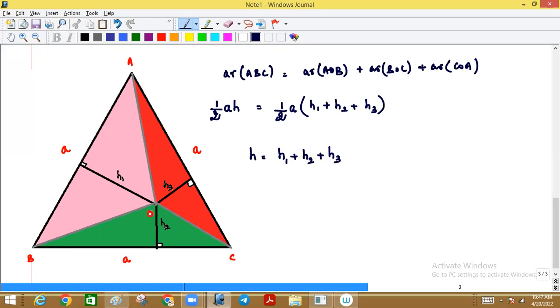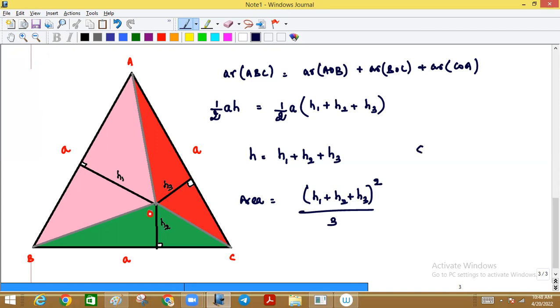Suppose they give you in the question the lengths of altitudes drawn from a point inside an equilateral triangle as 3, 4, 5. Then what is the height of the equilateral triangle? It is simply 3 plus 4 plus 5. Understood? The sum of altitudes drawn from a point inside an equilateral triangle is equal to the height of the equilateral triangle. Now when height is given, how do I find the area? Area is h square by root 3, that is h1 plus h2 plus h3 whole square by root 3.